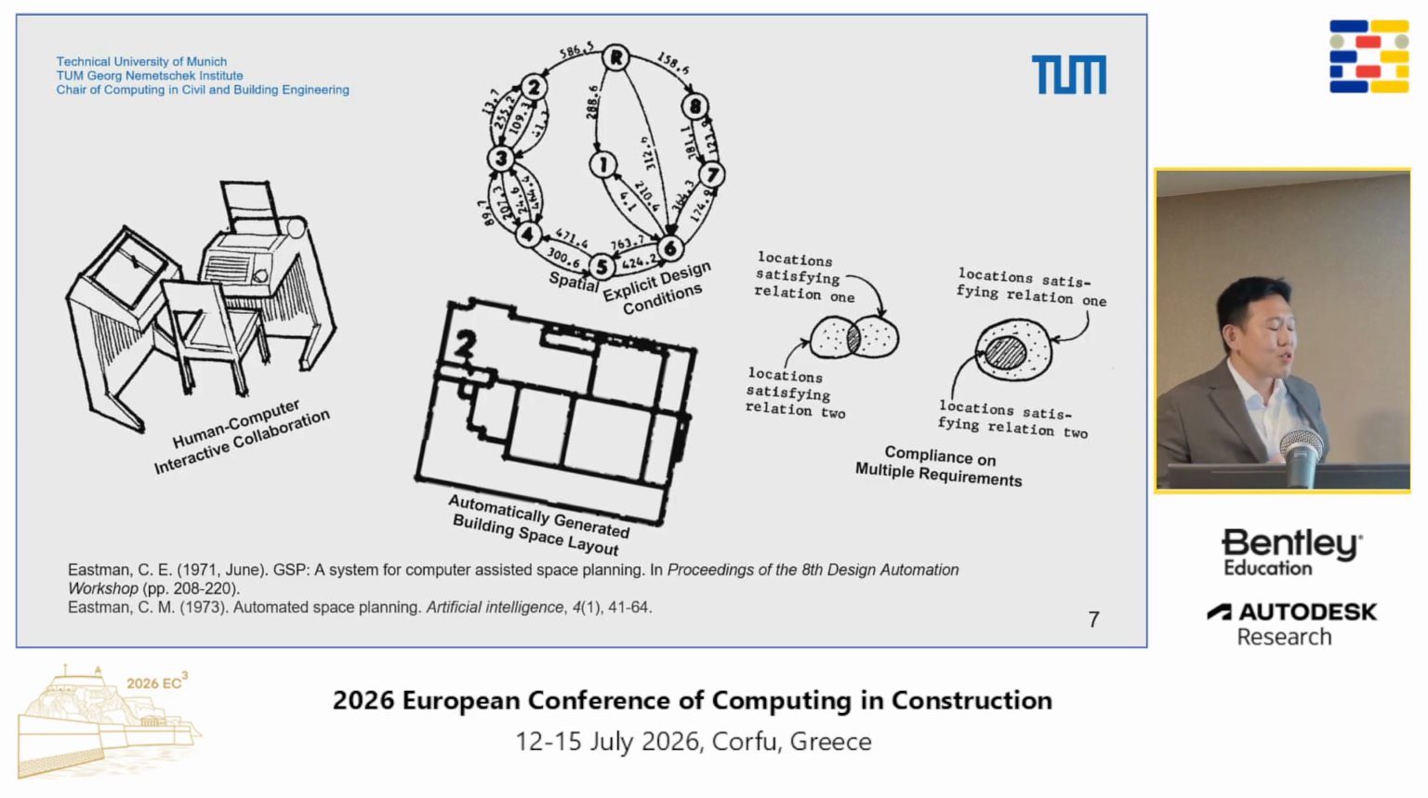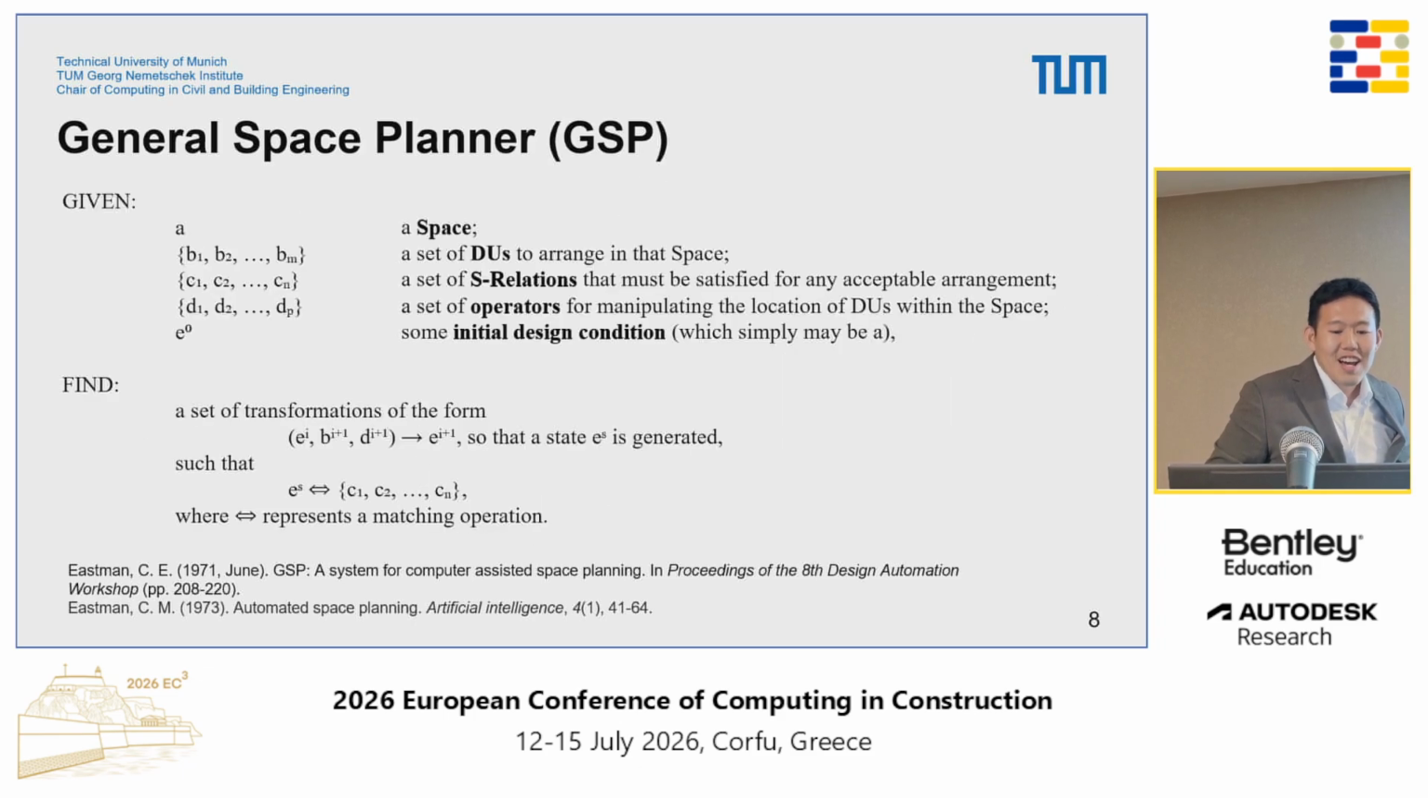In the original GSP paper, there was already consideration of human-computer interaction and how to promote a collaborative environment. Not only that, it used explicit design conditions while complying with multiple requirements to get an automatically generated building space layout. So for me, it was really interesting to read through this paper, and I brought up how the procedure was defined in the original paper.